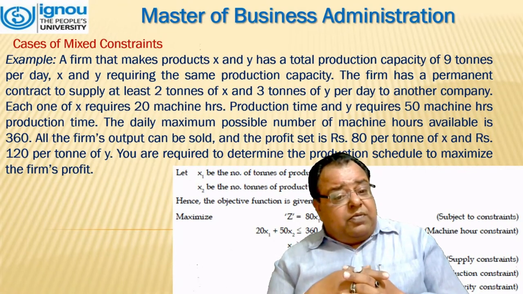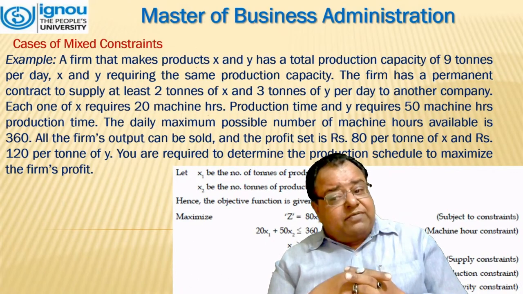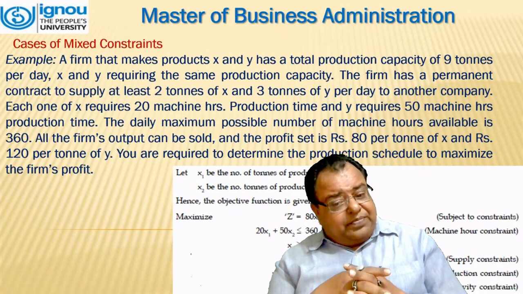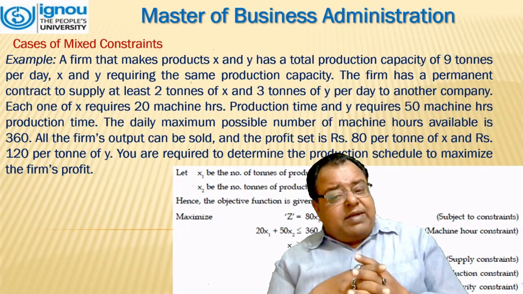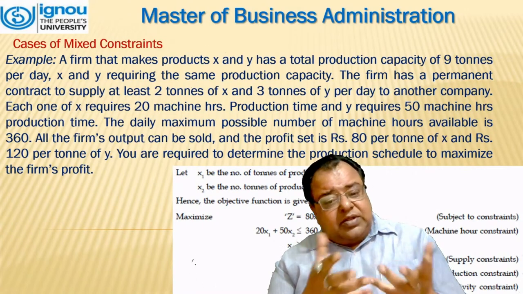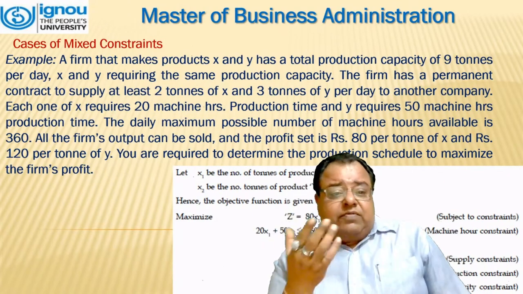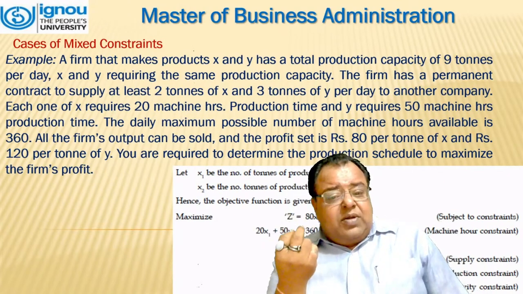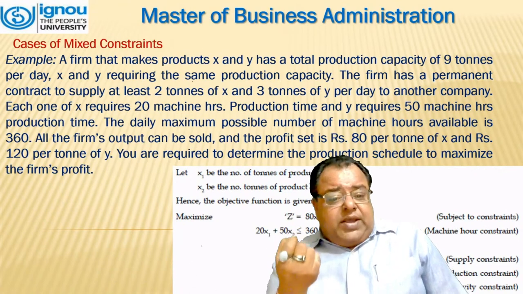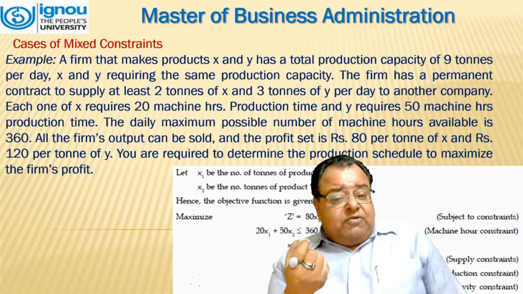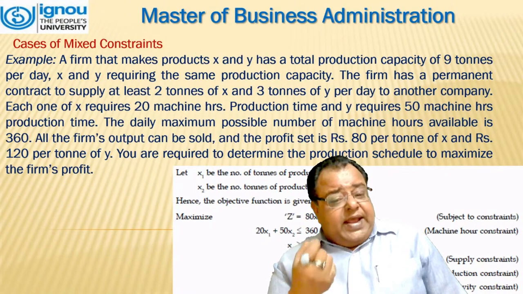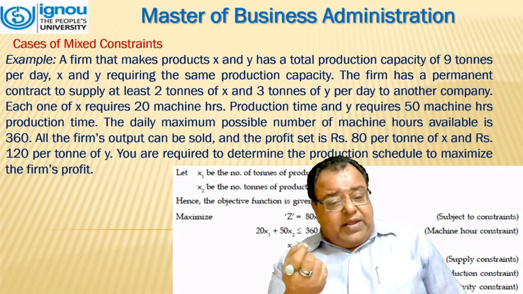All the firm's output can be sold, and the profit is rupees 80 per ton for X and rupees 120 per ton for Y. You are required to determine the production schedule to maximize the firm's profit. So we will be taking two variables because we are talking about X and Y as the two products. Here, X1 will be the number of tons of product X and X2 will be the number of tons of product Y.